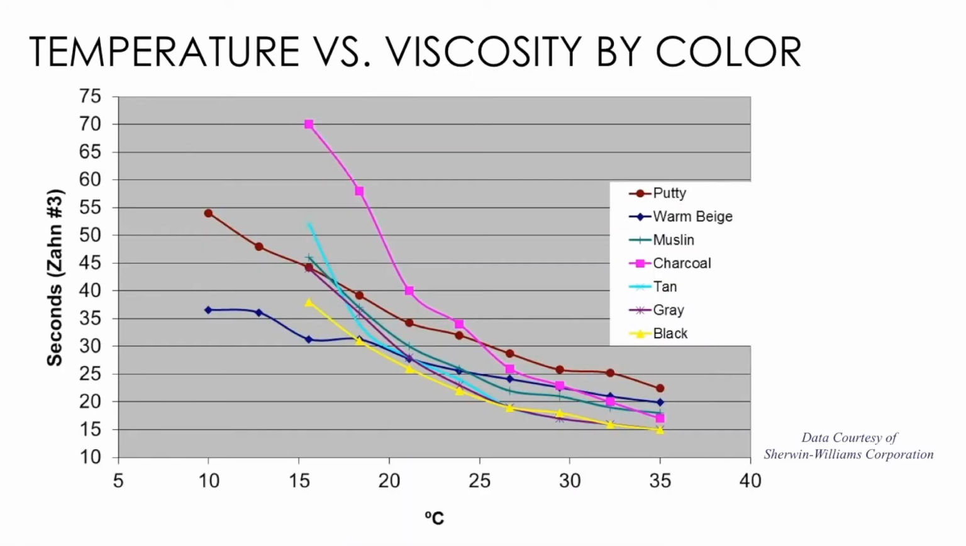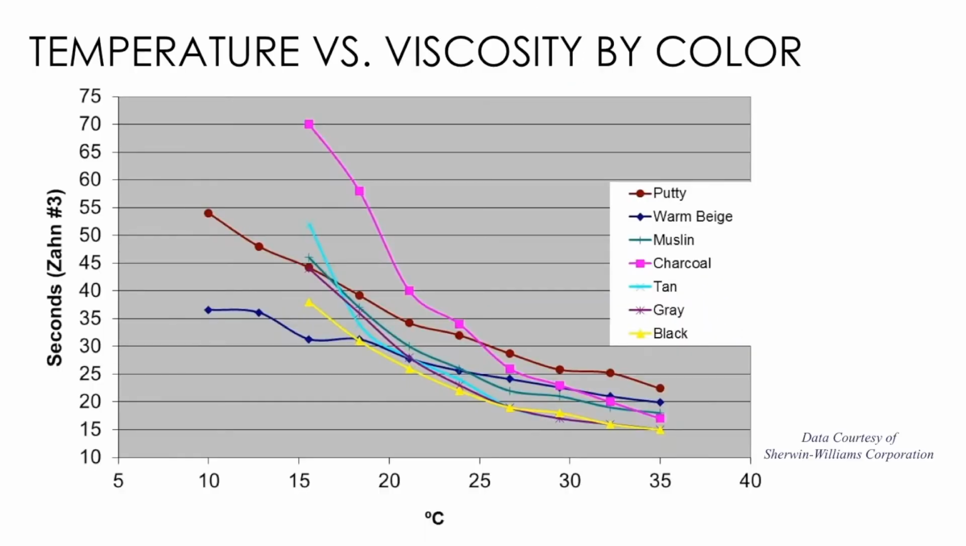Here we see the viscosity versus temperature curves for 7 paints. They're all the same. The only difference is the color. But with color comes different pigments, different binders, different additives to make the formulation work. And we can see that that results in a very different temperature versus viscosity performance. If we want these to all run at the same 26 seconds that we were talking about, we have to change the temperature of each paint.